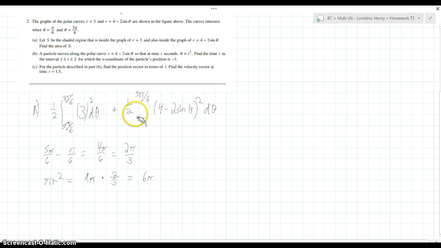So these integrals, this should be just pi over 6, this one right here. Those are the actual integral signs. And so you get 1/2 the integral from pi over 6 to 5 pi over 6 of (4 minus 2 sine theta) squared d theta.